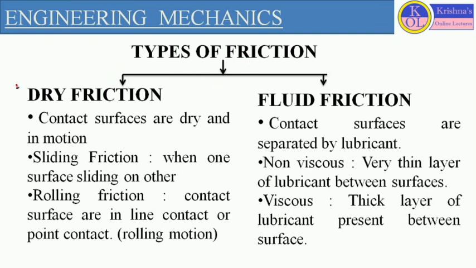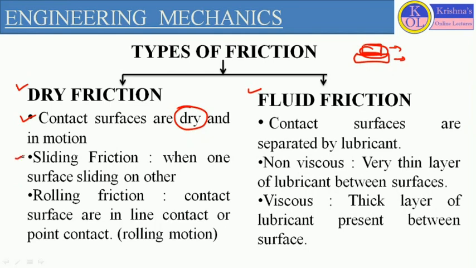So basically friction is defined by two types. One is dry friction and another is fluid friction. So we define dry friction. Dry friction is represented when the contact surfaces are dry. When two surfaces are in contact, and this particular contact surface is dry, and both the bodies are representing motion, at this particular condition we consider dry friction. So basically it is representing the condition of the contact surface.